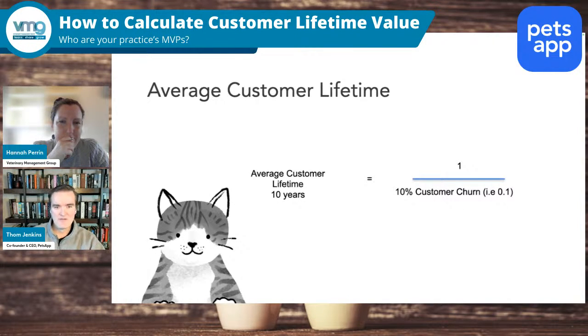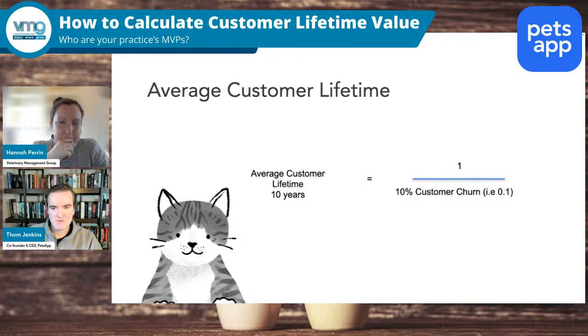So then to calculate the average customer lifetime, this isn't intuitive for everyone, but this is just how it works. Average customer lifetime is going to be 1 over that customer churn rate expressed as a decimal. So 10% as a decimal is 0.1. So 1 over 0.1 is going to give you 10 years. If you are churning 10% of your client base each year, that means in 10 years, you will churn through the whole of your customer base on average, right? The average customer lifetime is going to be 10 years.